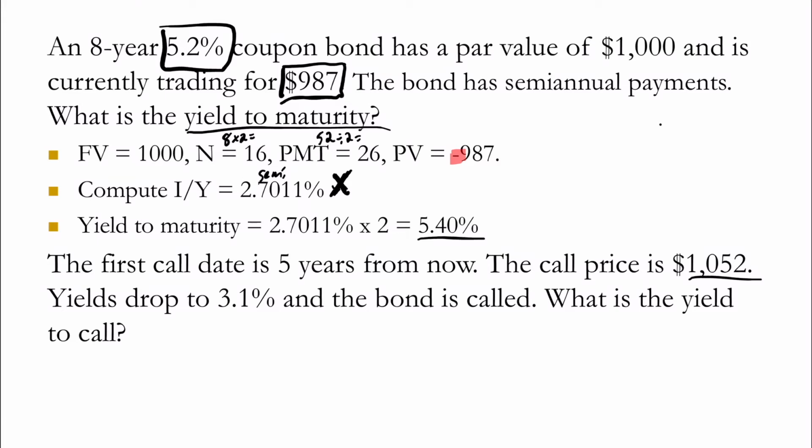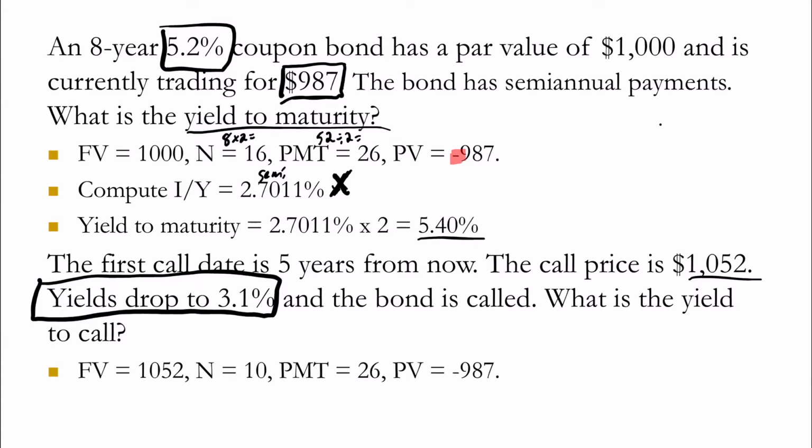What is the yield to call? There's one piece of information here that is actually irrelevant. It doesn't matter what the drop is on the yield. We just know that the yield could be exercised 5 years from now. So let's calculate what the yield to call is if interest rates actually go down and the call is exercised. Once again, the difference from our previous example is that our future value is the call price.